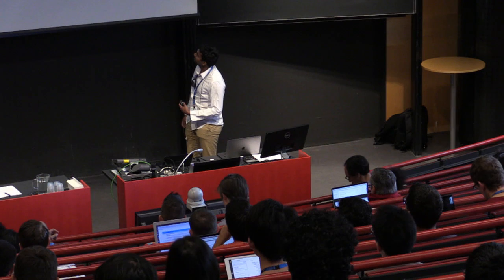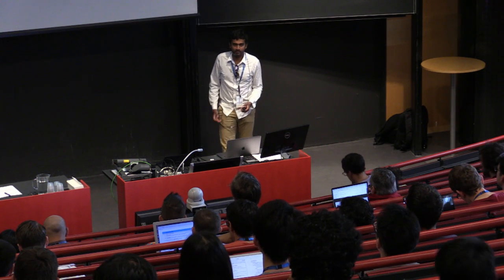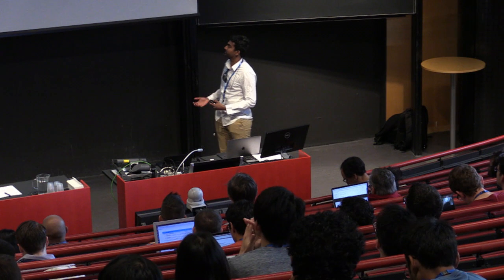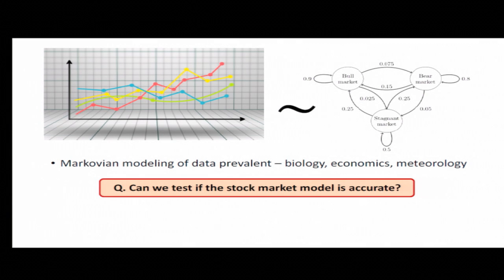We're going to be talking about Markov chains. Markov chains and Markov models in general have been successful at modeling sequential data or time series data across a wide range of disciplines. In this example, we have a Markov chain which is trying to capture how the stock market is changing. A natural question one might be interested in asking is: can we, with access to data, test if a particular model that we proposed is accurate?